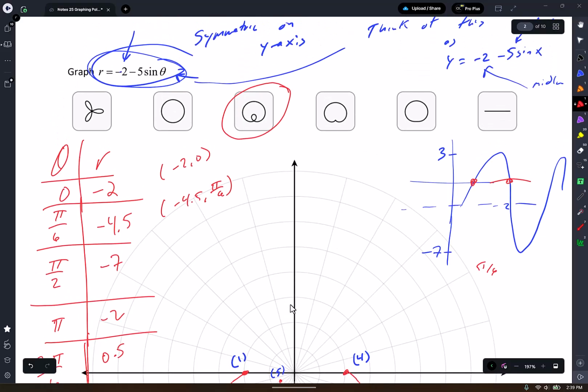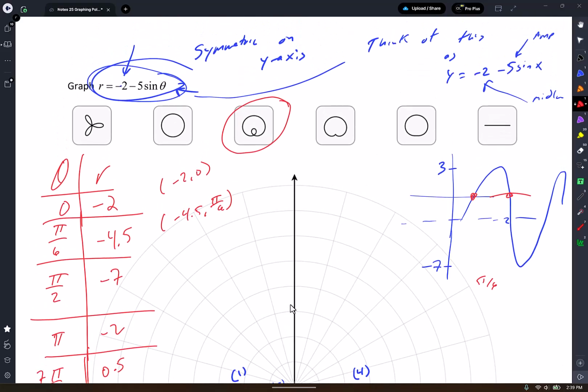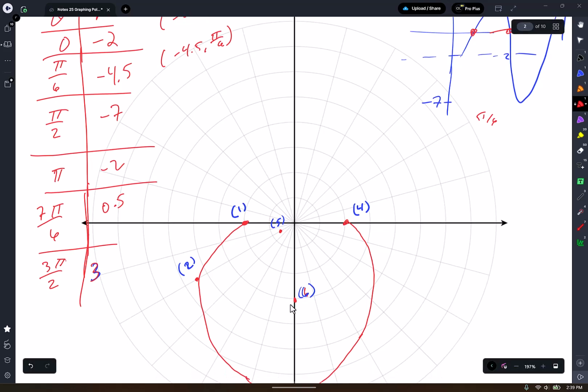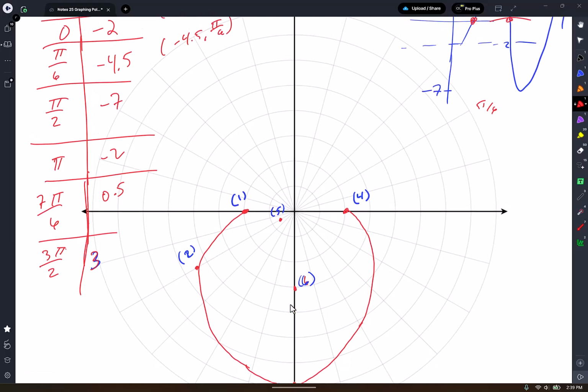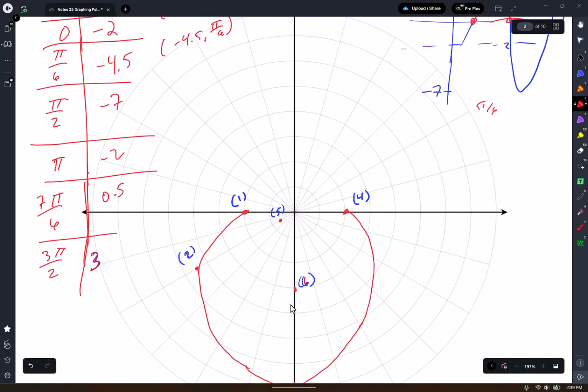Let me make sure that at 3 pi over 2, that's correct. 3 pi over 2, negative, positive, negative 2 plus 5. Yeah, that's correct. I should have done something like at pi over 2, negative 7. It should have been going right through the center there. My graph sucks, but I know, Goda. We'll finish right now. Are you okay? What's up?